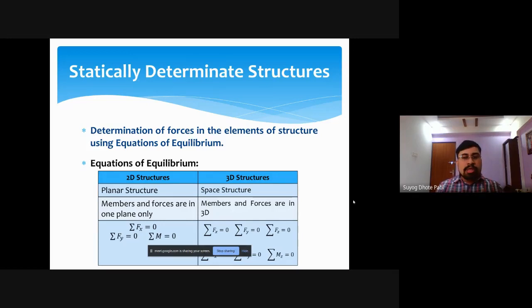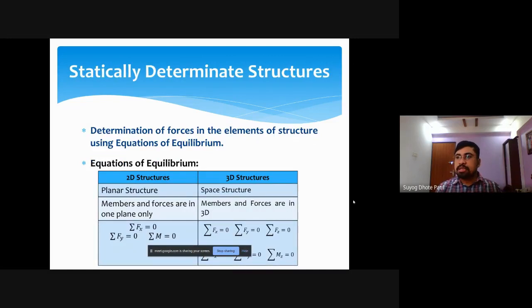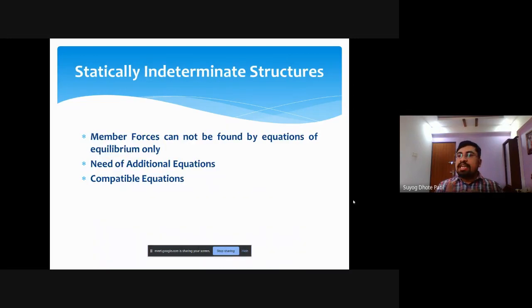In this presentation I have covered more or less the details and a number of numerical problems on 2D structures. As it is our very first class, in this lecture we will discuss the analysis of 2D structures. So this was the statically determinate structure, one that can be analyzed by using equilibrium equations only. Now, the statically indeterminate structure.